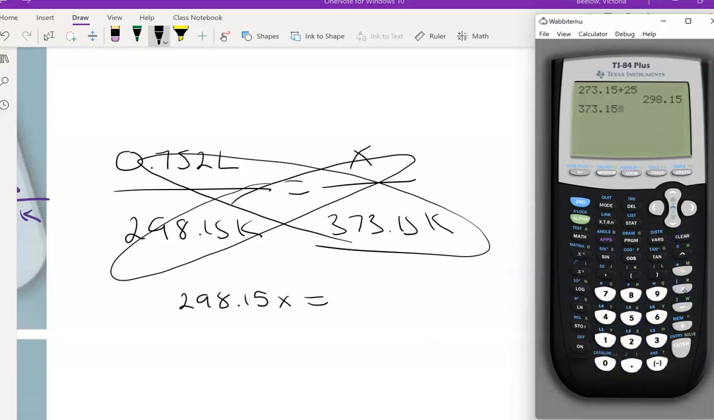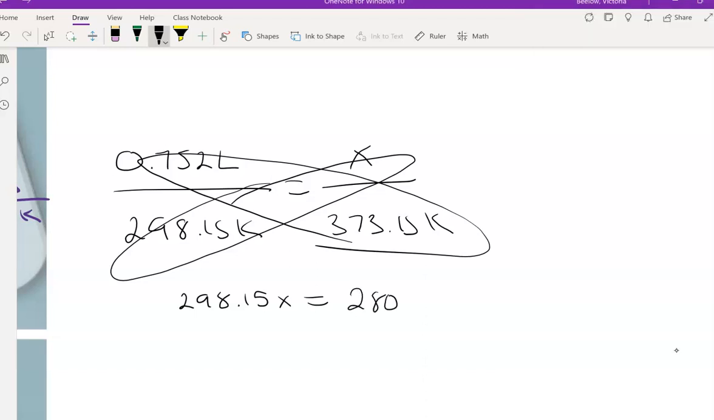373.15 times 0.752. So 280.6088. All right, to get x by itself, we're going to divide each side by this.